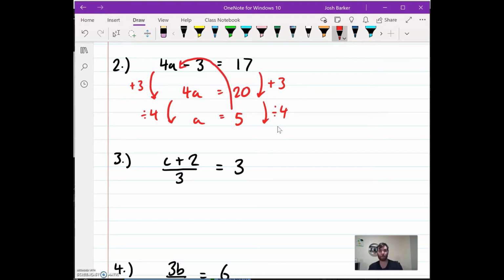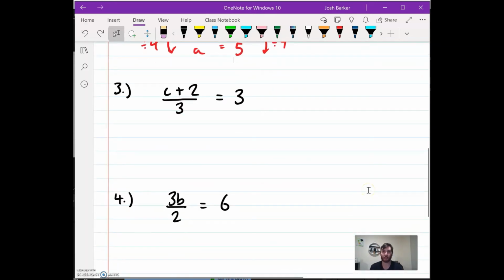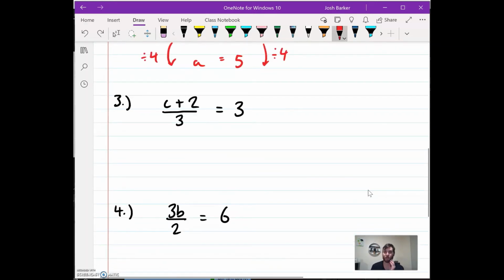4 multiplied by 5 is 20. Take away 3 is 17. Awesome. Okay, this next one's a little bit different. So for this one, we started with c. 2 was added to it to give me c plus 2. And then it was divided by 3 to give me c plus 2 over 3.